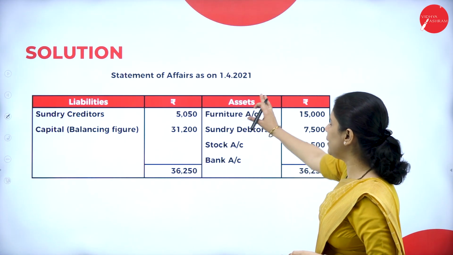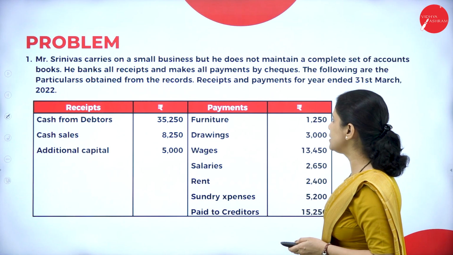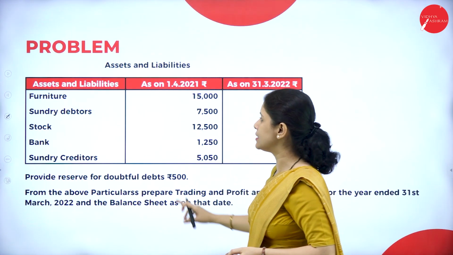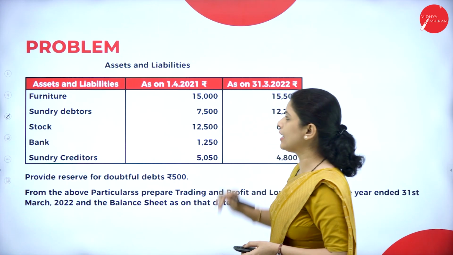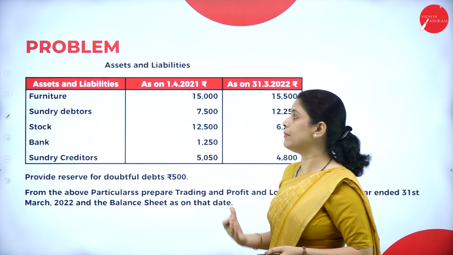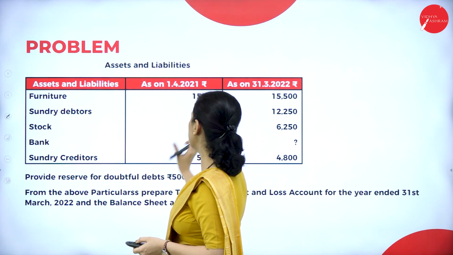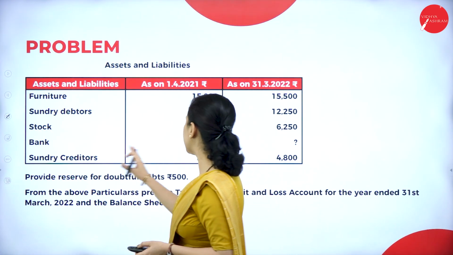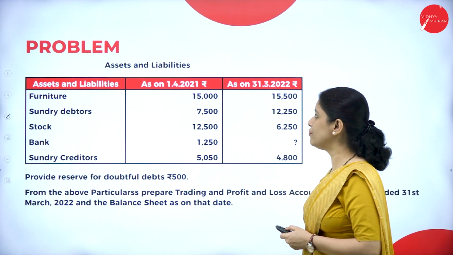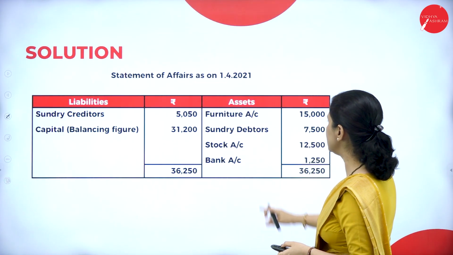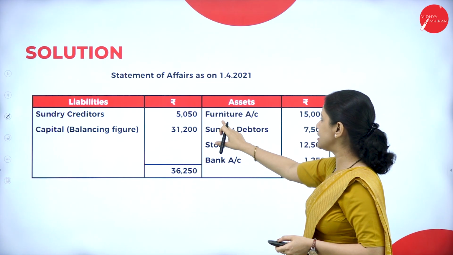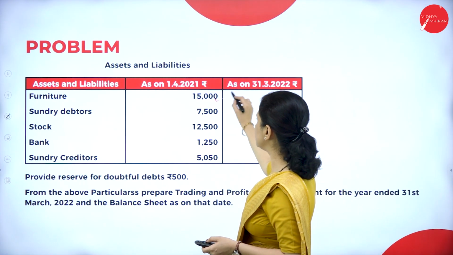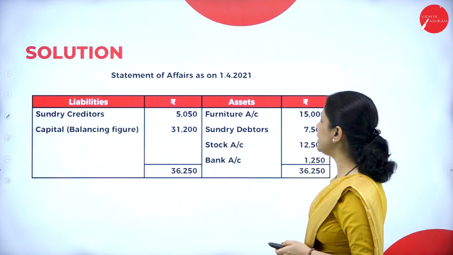So here, the statement of affairs. See, furniture is given. How much is the furniture? We have to take all the opening ones, not the closing ones. Furniture is 15,000, and it will go to the statement of affairs. Stock is given, so it is the opening stock. Bank is given, it is the opening bank balance. Sundry creditors is also given, that is 5,050. Let us go to the statement of affairs. Assets we have written: furniture 15,000. Next, sundry debtors.